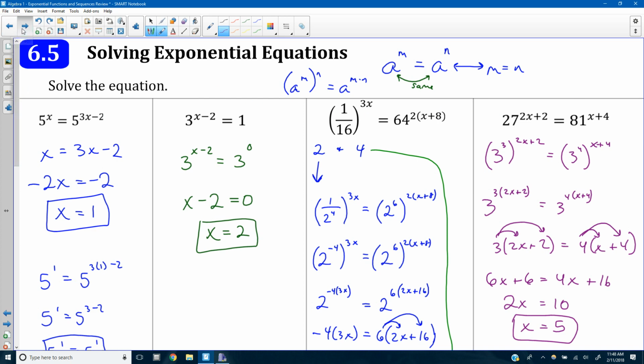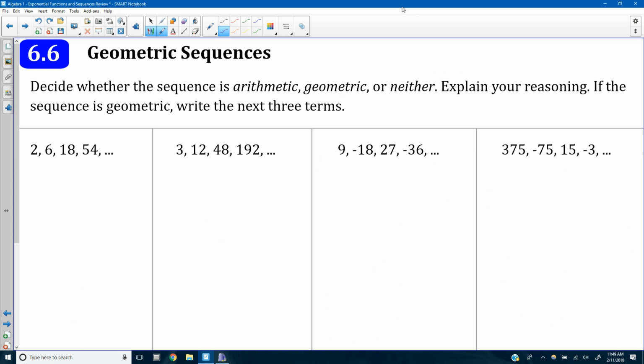Okay, there's 6-5. 6-6, geometric sequences. Now 6-6 and 6-7 kind of fall in the same vein, and problems that we've done before will tie into these pretty well. I want to differentiate sequences from functions, though. Decide whether the sequence is arithmetic, geometric, or neither. Explain your reasoning. If the sequence is geometric, write the next 3 terms.